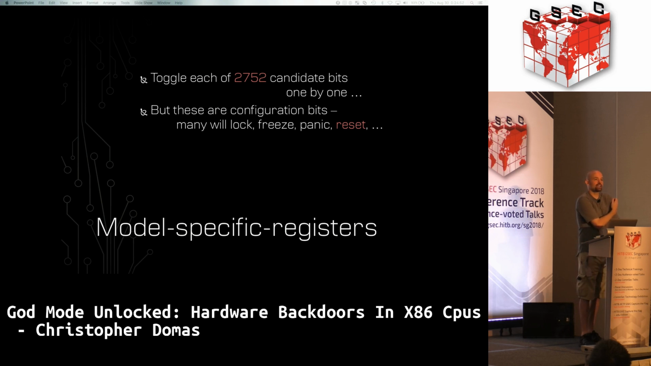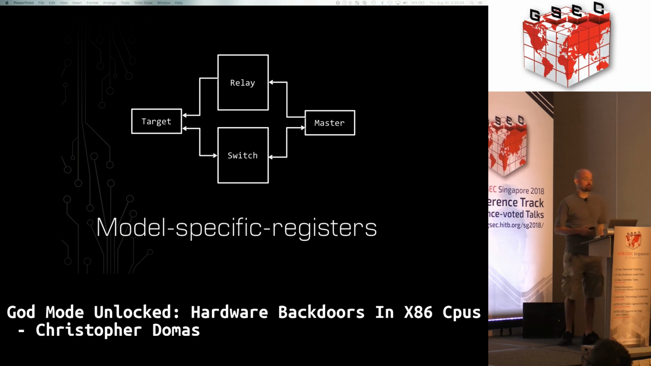So I can't really do this manually, trying to toggle each of these bits one by one. We need some sort of automated approach to help us figure out which of these bits can actually be set. So I developed a little system for helping with that, where I would have the target system that I'm trying to research connected to a switch, connected to a master system. And that master system is connected to a relay, which is connected to the power button on the target system.